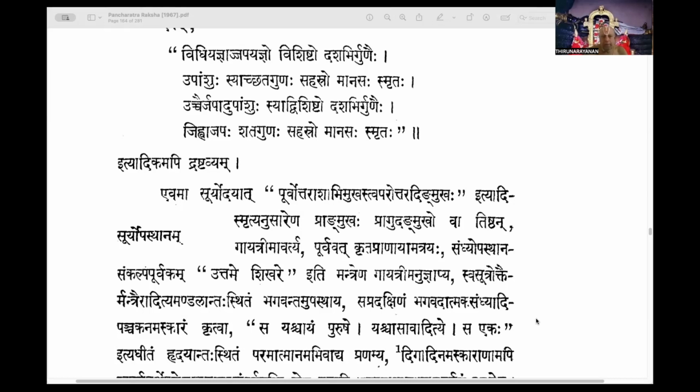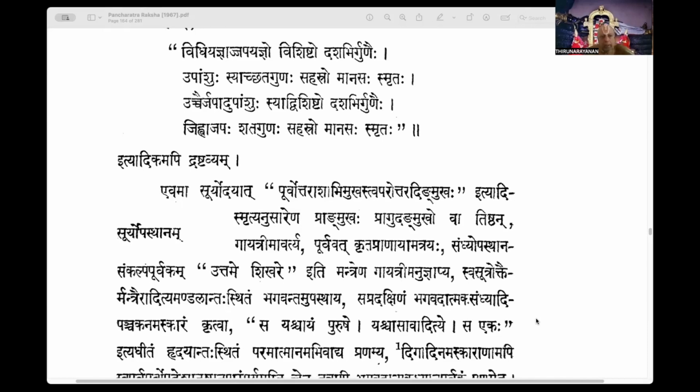it will have less benefit. Then upanshu will be vishishtaha syat, 10 times better. Then jihva japaha, doing it with your tongue, meaning you know the movement of your tongue, but others do not. So jihva japaha shatagunaha, 100 times. Then sagasraha manasa smutaha. If you move your tongue inside the mouth to say these mantras, that will be less, only 100 times. Whereas when you do it in the mind, in the heart, that will be 1,000. Ityadikam api drashtavyam.